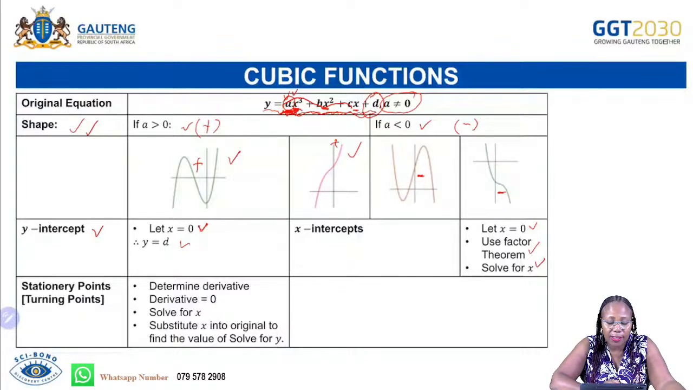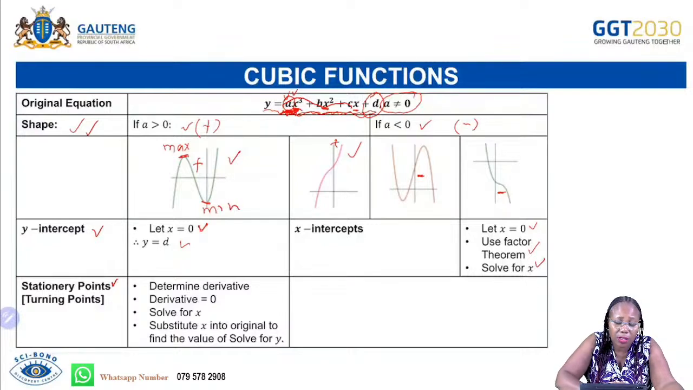After the y and x-intercepts, you can now look at the stationary points. What do we mean by stationary point? We are referring to the turning points of this function. As you can see now, if you have the positive one like this, you will have the maximum. The highest turning point is the maximum, the local maximum, and the local minimum there is the lowest turning point. The highest is the maximum, the lowest turning point is the minimum. That means these are the stationary points.